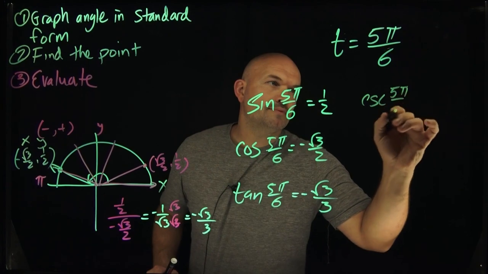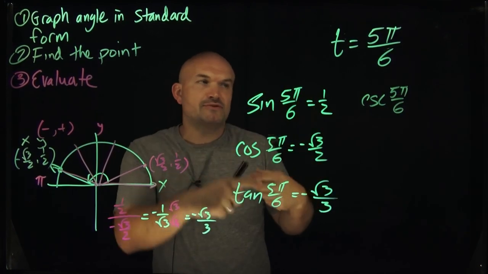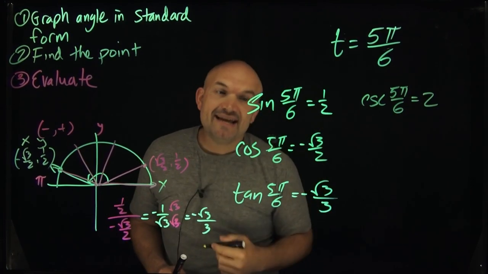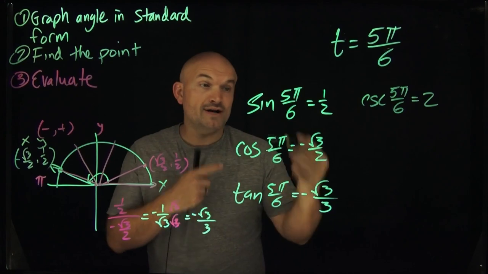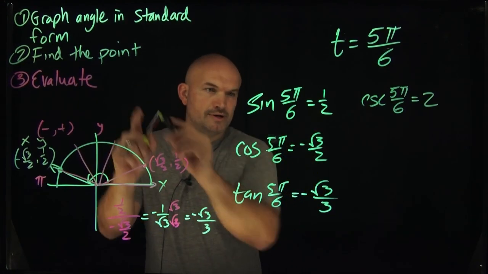The cosecant of 5 pi over 6 is just going to be 1 over y, which again, 1 over y is just going to be the reciprocal. So that's going to be pretty easy. That's just going to be a 2. The secant of 5 pi over 6 is going to be 1 over x. In this case, that's going to look a little weird. So I'm actually going to do the work over here.